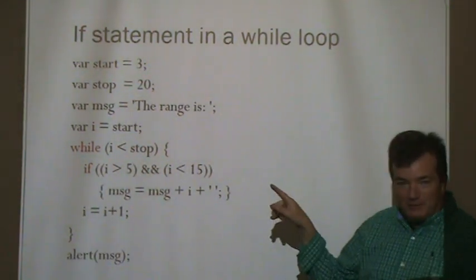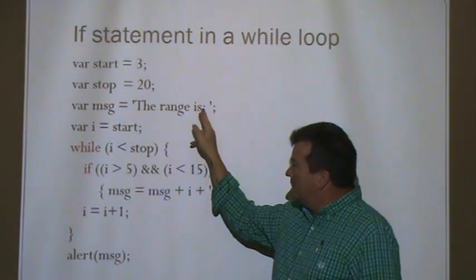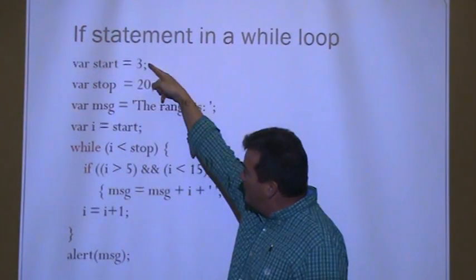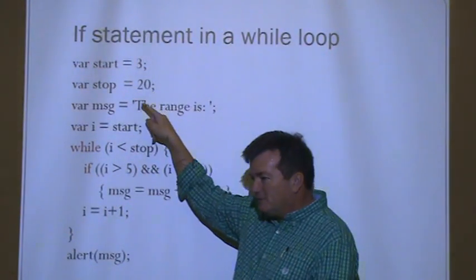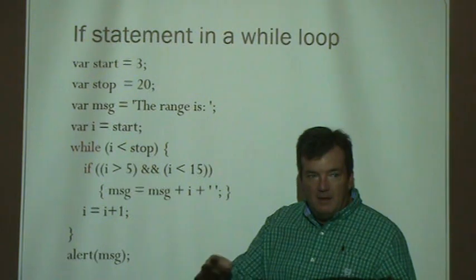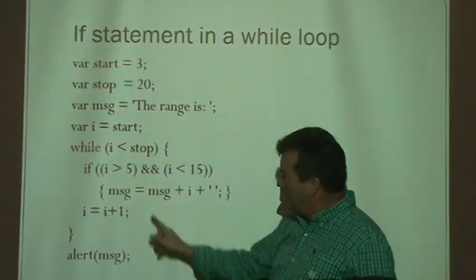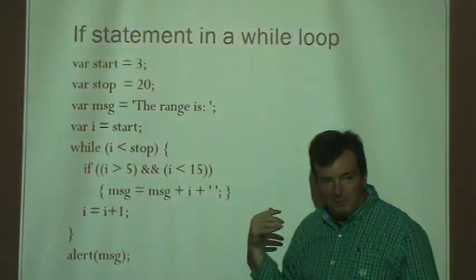So what would the output of this message be? This would say the range is going from 3 to, as long as I'm less than stop, as long as I'm less than 20, so I'm going to range from 3 to 19. But I'm not putting every number in. I have a second condition you have to meet. You have to be greater than 5 and less than 15. So what would this output?